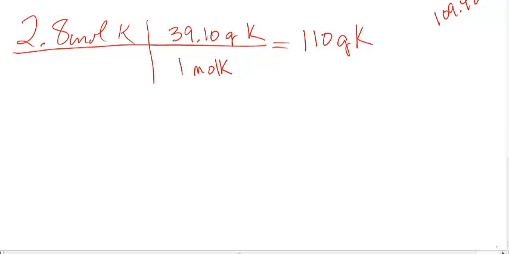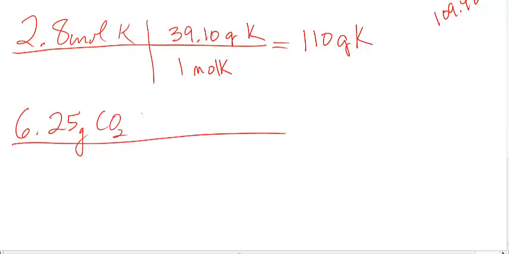What if we weren't dealing with an element like potassium? What if we were instead dealing with a compound, like, say, carbon dioxide? Let's say I started with 6.25 grams of carbon dioxide. How would I figure out how many moles of carbon dioxide that would be? I need to go to the periodic table and find carbon dioxide. Carbon dioxide is not on the periodic table. Not an element. So, what do I do?